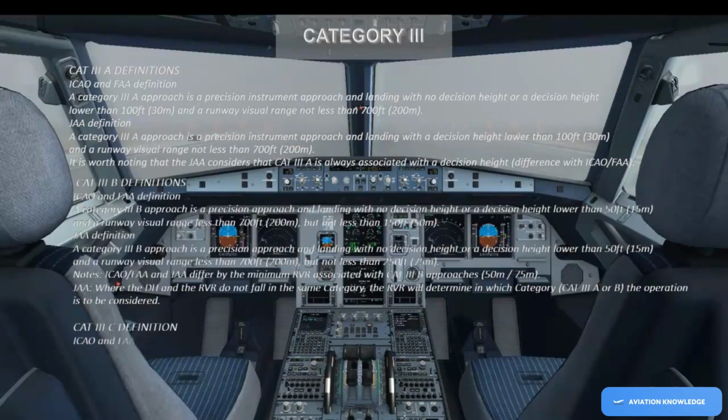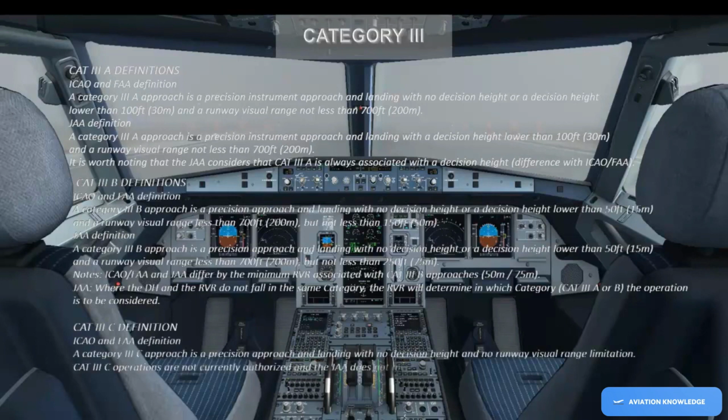Cat 3C definition. ICAO and FAA definition: a Category 3C approach is a precision approach and landing with no decision height and no runway visual range limitation. Cat 3C operations are not currently authorized and the JAA does not mention this subcategory.